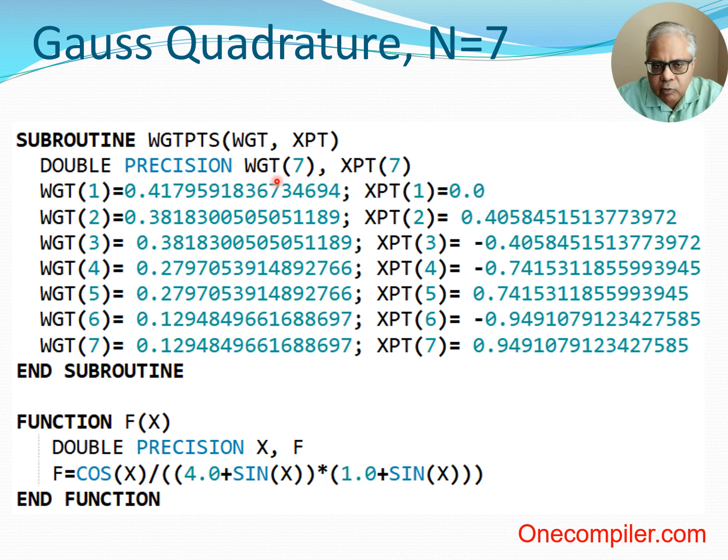So I create WGT7, XPT7, and I put double precision here. So these are all to 16 decimal places. Now this subroutine is going to give me the weights and points. Now in case you have different rules, you can at all times have different subroutines out there which give you the weights and points, and you can invoke the rule as you please. Now of course the function is given here. The only change is now I have to clearly define that x and f are double precision.